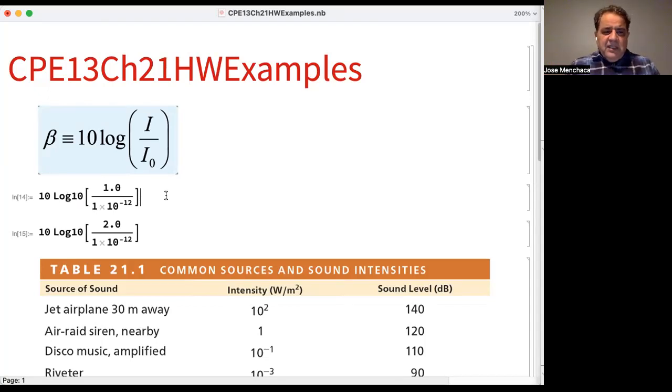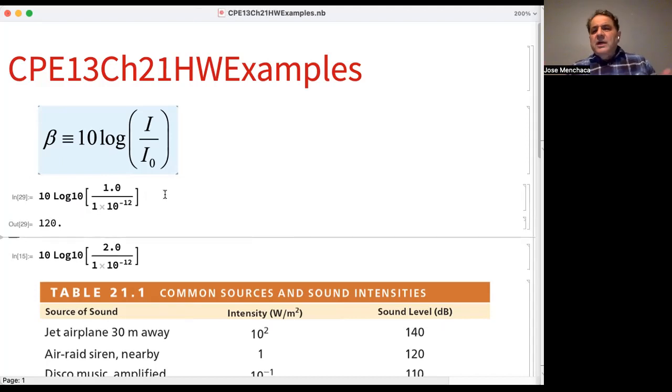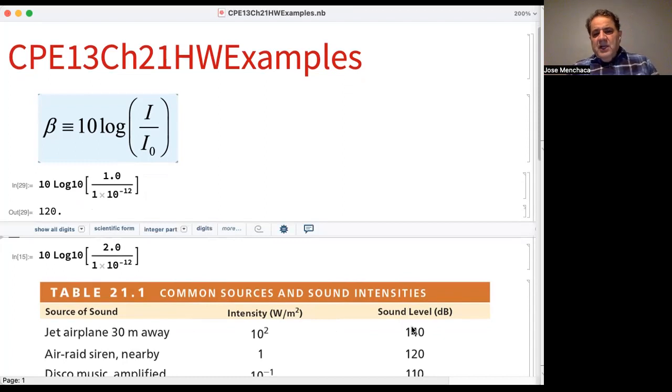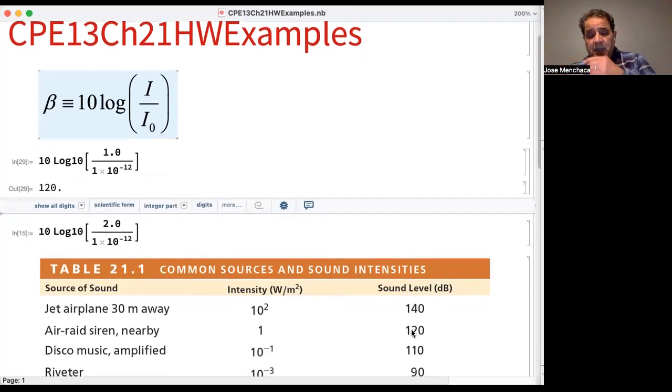So it's 10 times the log 10 of 1 divided by 1 times 10 to the minus 12. And if we calculate that, we get 120. And we see here the air raid siren nearby is 120 dB. So the 120 dB, it's going to be hurting your ears.